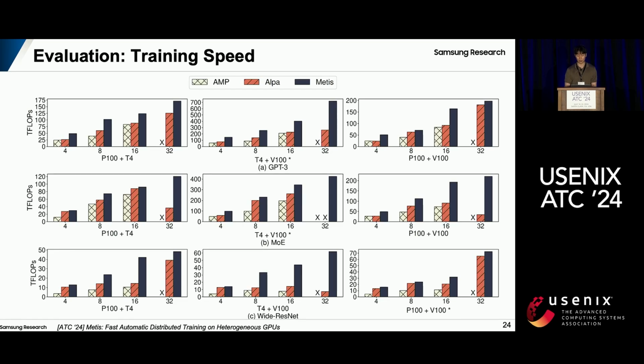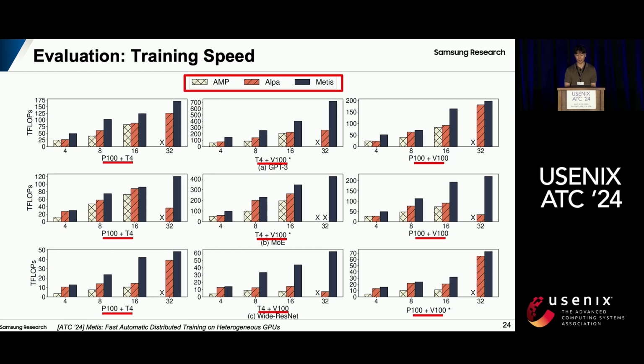So with this optimization, Metis can quickly find a good parallelism plan that leads to near-optimal performance. To show the effectiveness of Metis, we compare Metis with two state-of-the-art auto-parallelizers, AMP and Alpa. We test various combinations of heterogeneous GPUs, such as NVIDIA P100 with T4, T4 with V100, and P100 with V100.